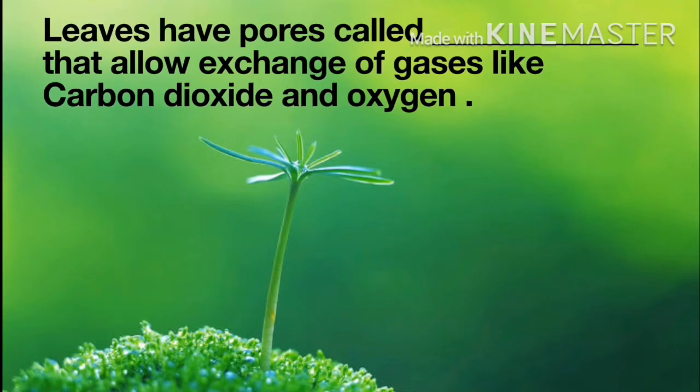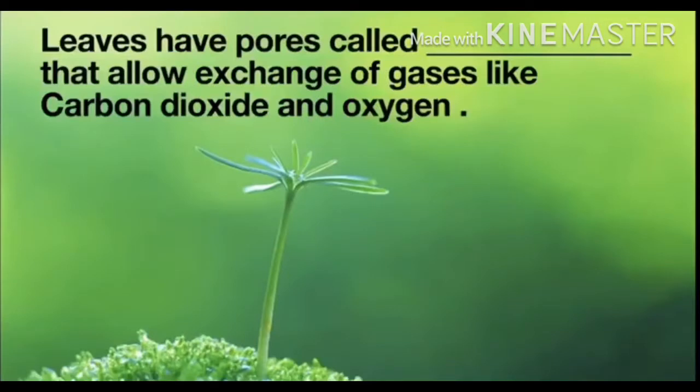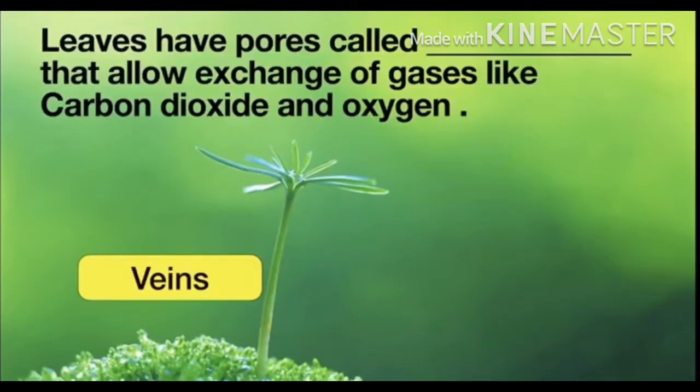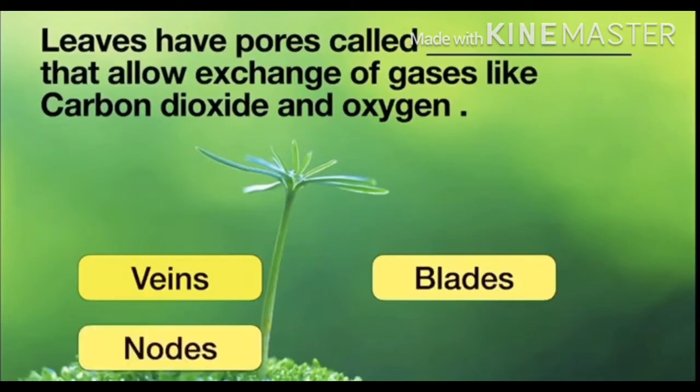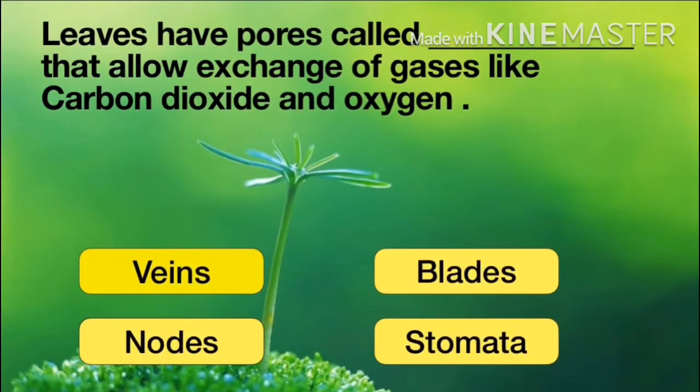Leaves have pores called dash that allow exchange of gases like carbon dioxide and oxygen. These are your options: veins, blades, nodes, stomata. Guess your answer and write it. Yes, the answer is stomata.